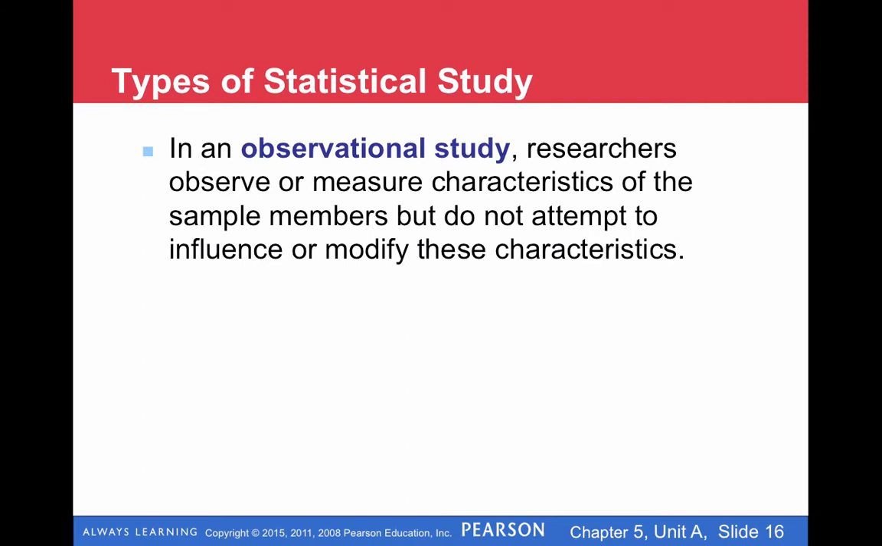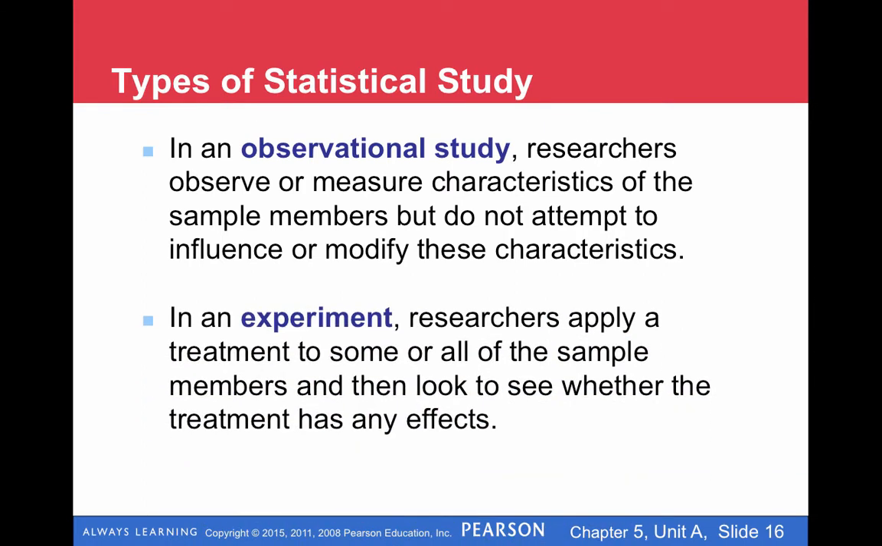All right, so types of statistical study. We've gone over population, sample, population parameter, sample statistics, and then sampling methods. Then we have the types of statistical study. An observational study is one, and then we have an experiment. We compare observational study versus experiment. In an observational study, researchers observe or measure characteristics of the sample members, but do not attempt to influence or modify these characteristics. Really, the way you can think of this is it's just a survey. We're just surveying people and getting responses without really controlling various variables. We're not making sure that everybody has the same amount of money or that everybody's the same age.